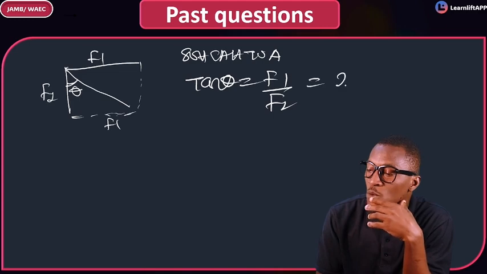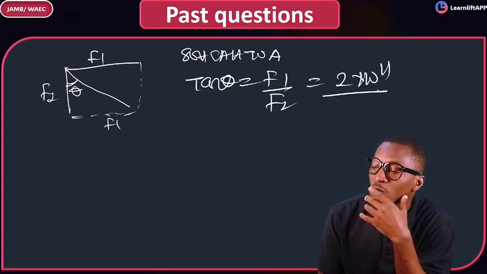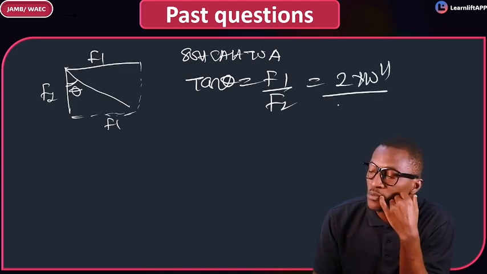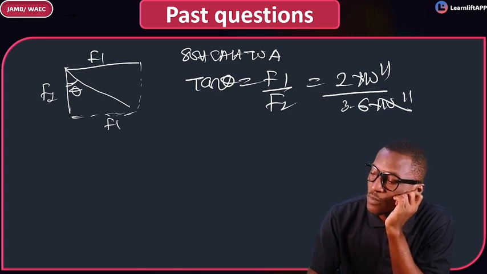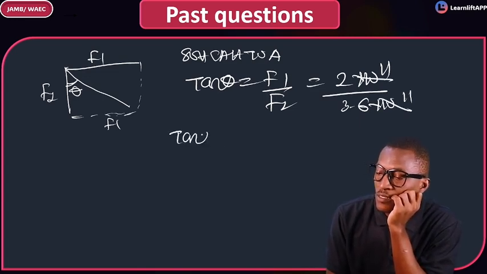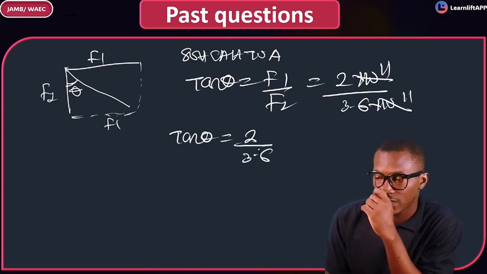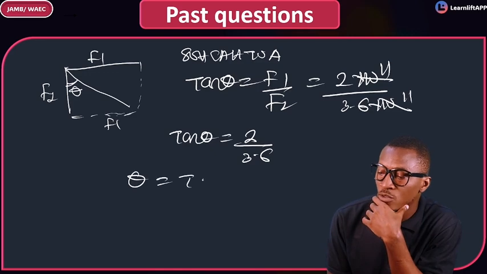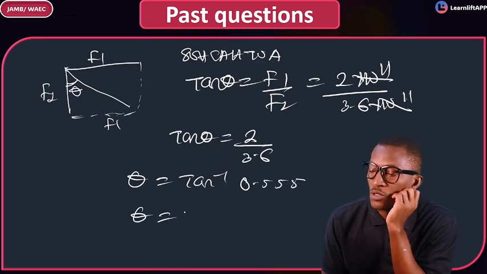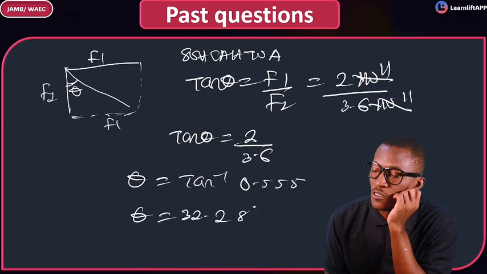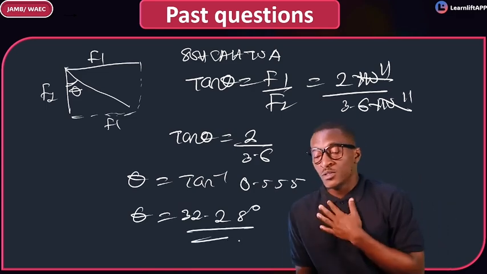And what was F1? We got 2 times 10 raised to power 11. And what's our F2? We got 3.6 times 10 raised to power 11. 10 raised to power 11 will cancel 10 raised to power 11. So our tan theta is the same thing as saying 2 all over 3.6. So what will now be theta? Theta will be equal to tan inverse. If you divide this, you're going to get 0.555. Theta will be equal to 32.28 degrees. So that's just it.